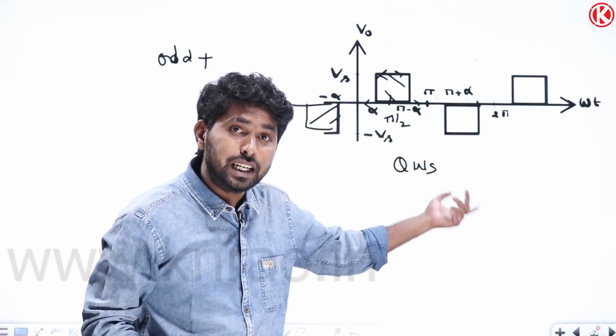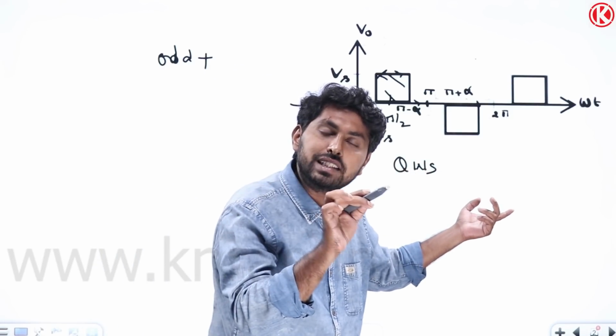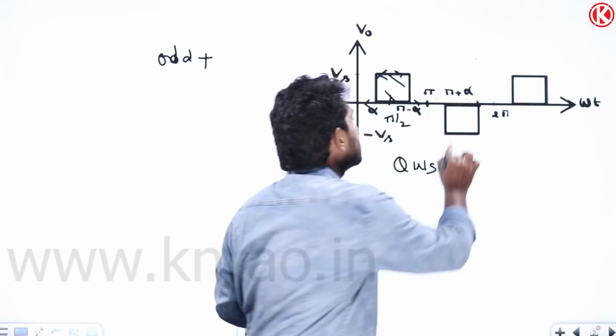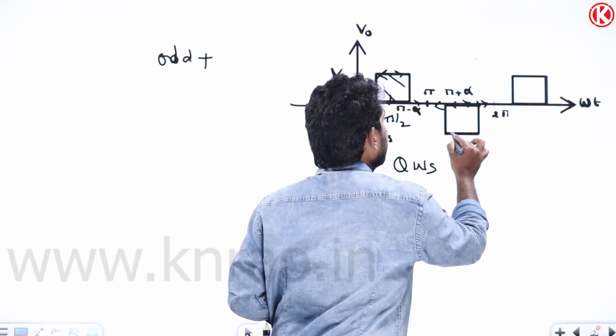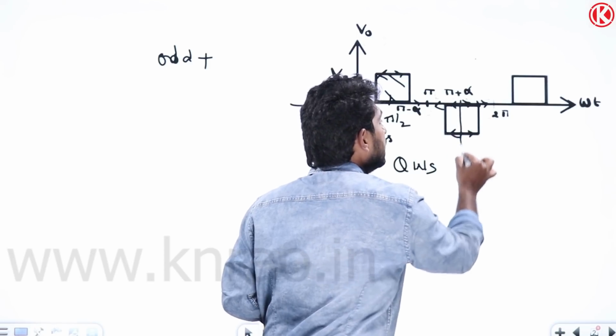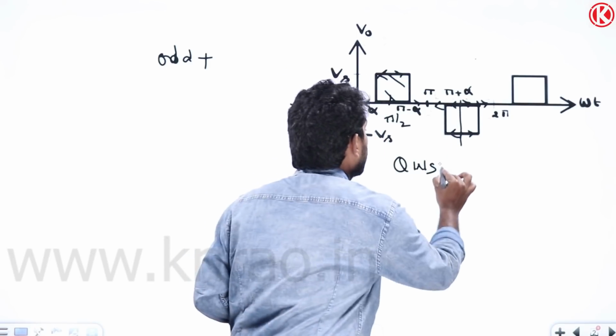And the second condition is x(270 - θ) = x(270 + θ). So it will be like this, right? So it contains quarter wave symmetry.